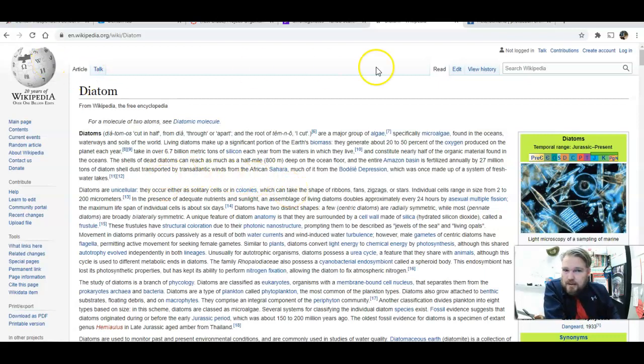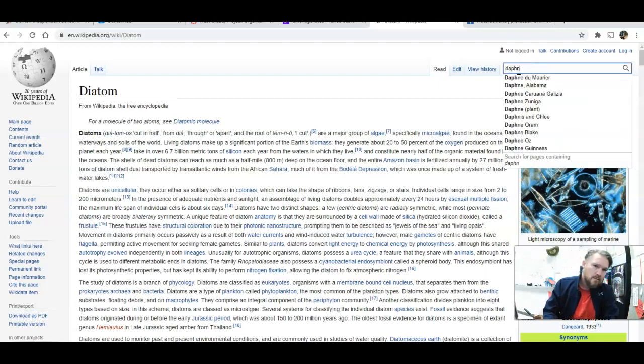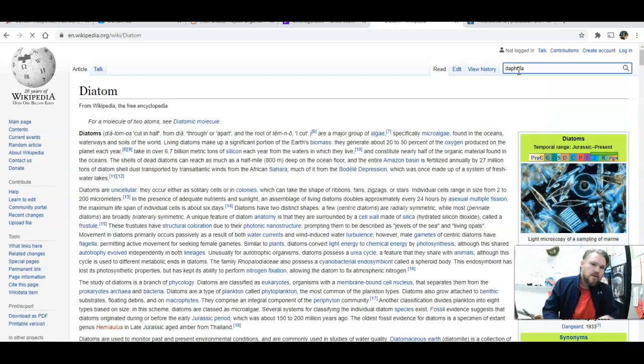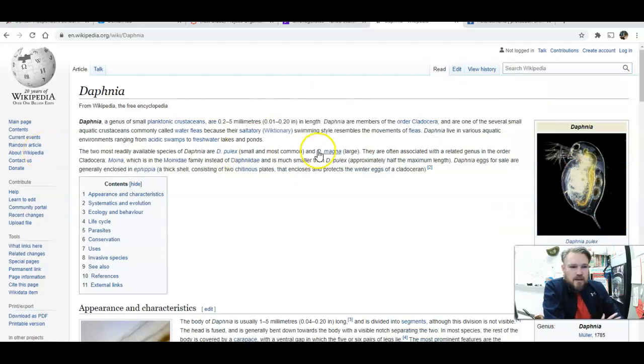Let me look up one more here. I'm just going to stay on Wikipedia, going against our English teachers' ideas. Here is a Daphnia, which is a genus of small planktonic crustaceans. Because it's a genus, we're a little bit more narrowed down. It's not as big a phylum as, say, the diatoms or the dinoflagellates, but this is a Daphnia.